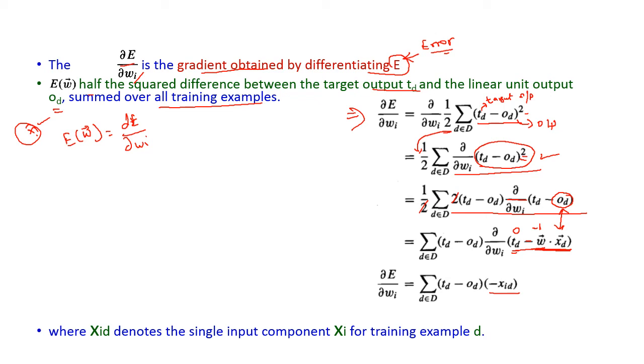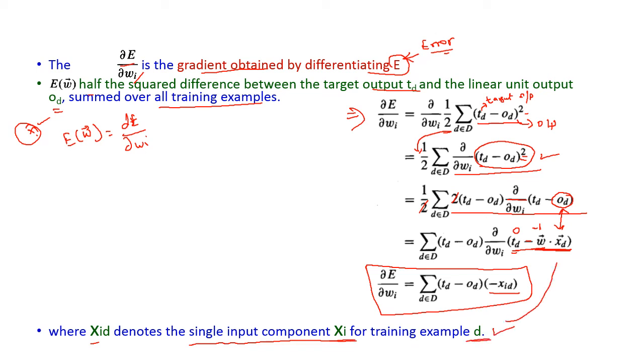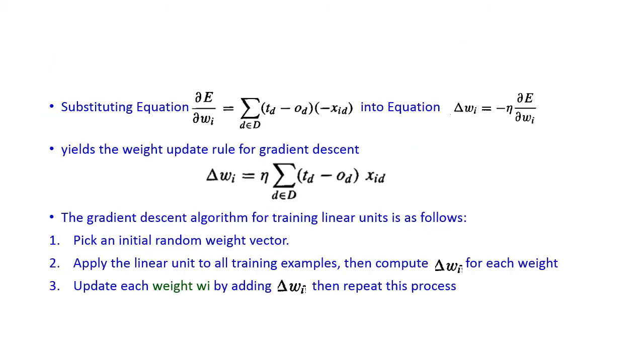So this is the formula, where XID denotes the single input component Xi for the training sample D. So we have substituted this in this place. Now we have to substitute this equation into this particular equation, because we know delta Wi is equal to dE by dWi. So we can easily substitute these two equations.